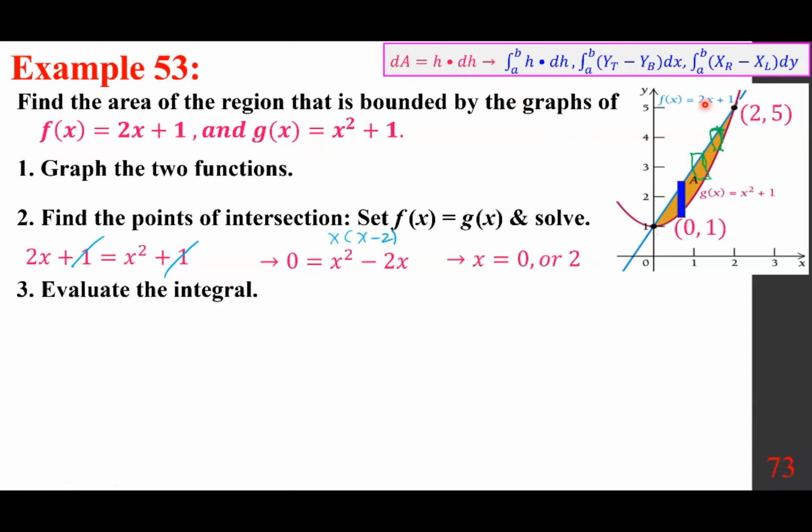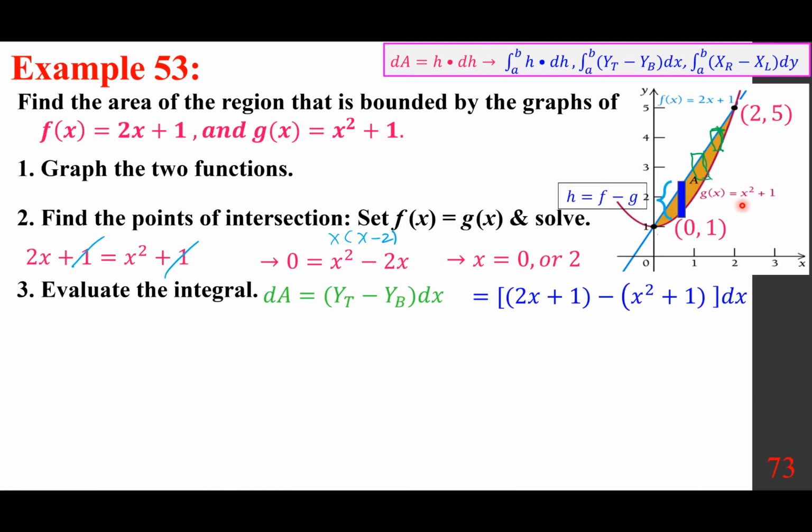So y of the top is 2x plus 1. Y of the bottom is x squared plus 1. And the only thing that gives me the correct answer is the graph. So y of the top comes from the line, y of the bottom comes from the graph of the parabola. So h is f minus g. Here's f, here's g. 2x plus 1 minus x squared plus 1, and then dx.